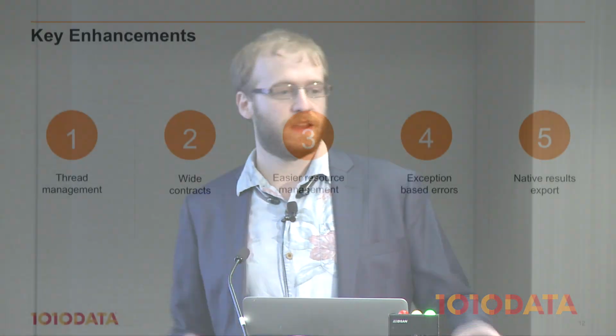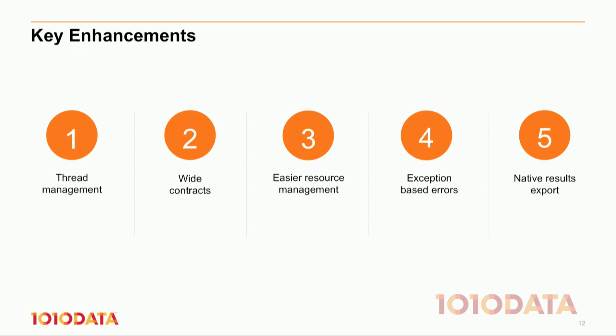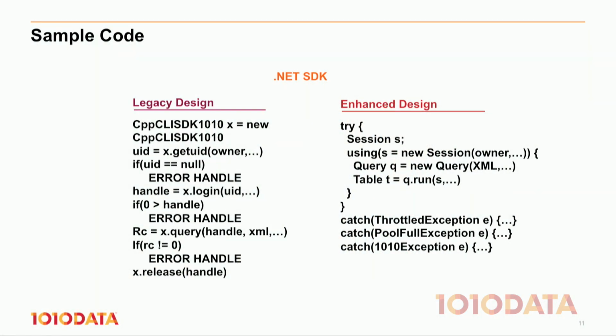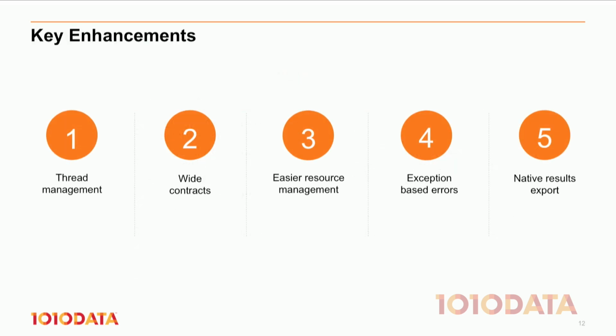As I touched on already, we've moved to exception-based errors. This is what people working in Java and .NET would expect. So there's not a lot to say there other than this code looks a lot nicer than that. And finally, native result export.